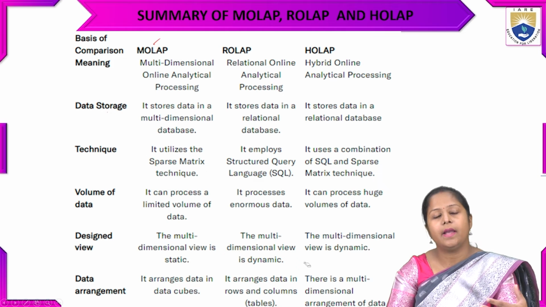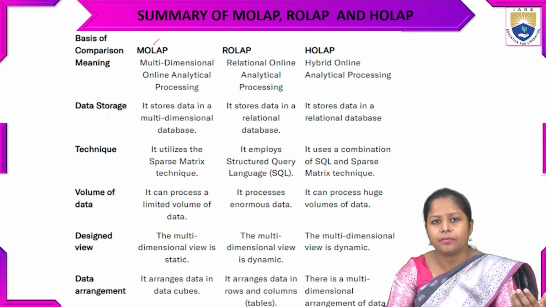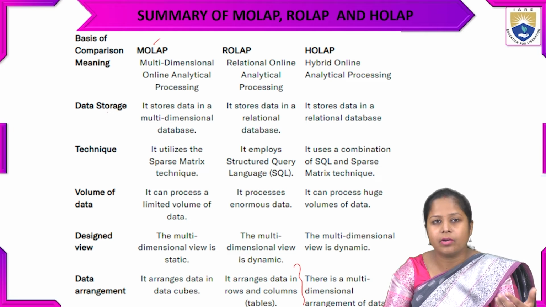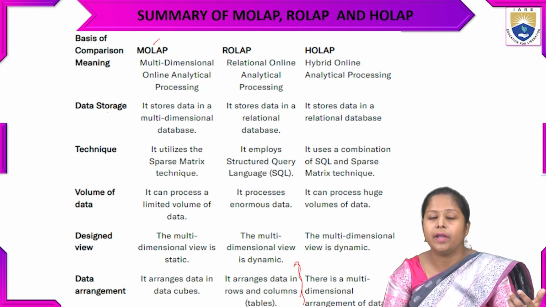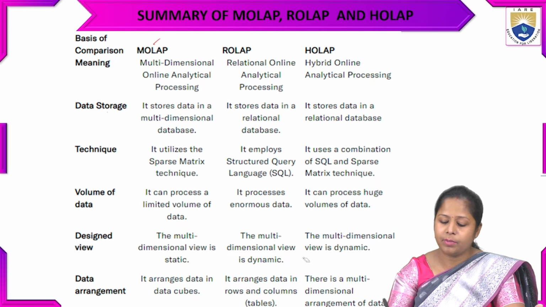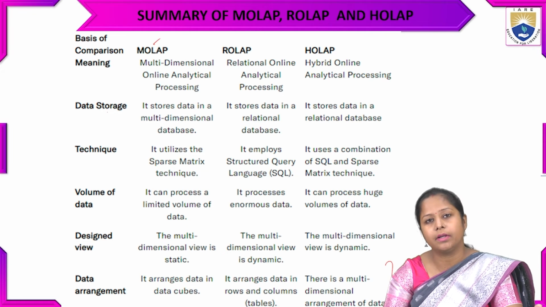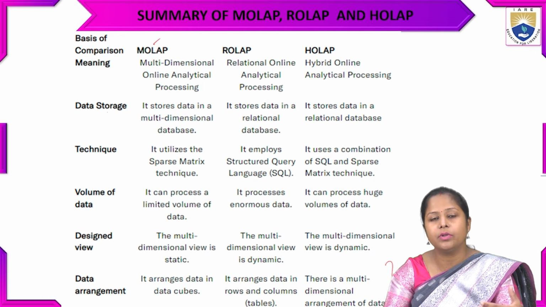As we know, in the conventional, or we can say old, database management system, the data is stored in the form of tables. That is also called a relational database management system. So basically ROLAP is going to store the data in the form of rows and columns, in the form of tables. HOLAP is a multidimensional arrangement of data, so it is going to use ROLAP and MOLAP both together.